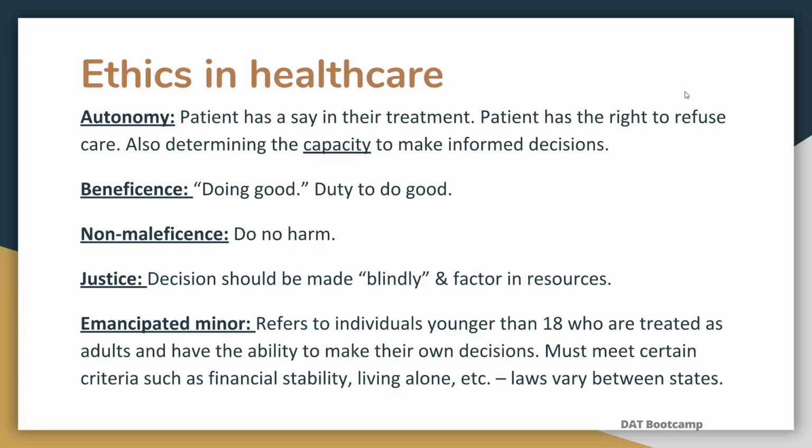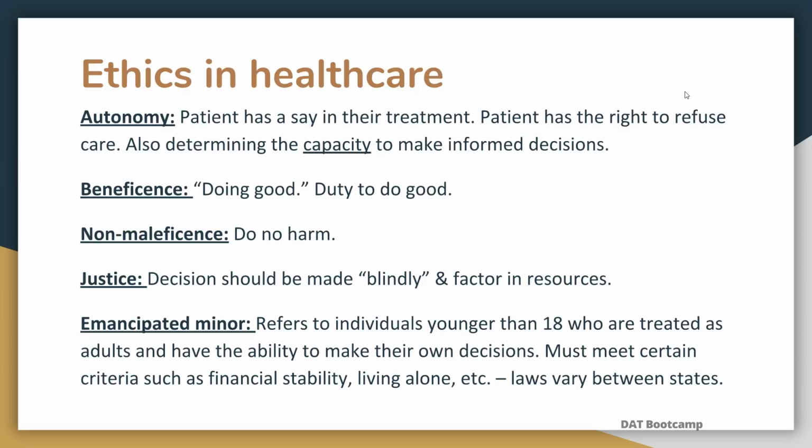And lastly, I want to mention the emancipated minor. This showed up in a couple of interviews that I heard about from other people. It's kind of a tricky one, which is why I wanted to include it. It refers to an individual younger than 18 who is treated as an adult and has the ability to make their own decisions. If they're under 18, usually we require the parent or guardian to approve things, whereas here they have the capacity to make informed decisions. That's what you want to keep in mind.